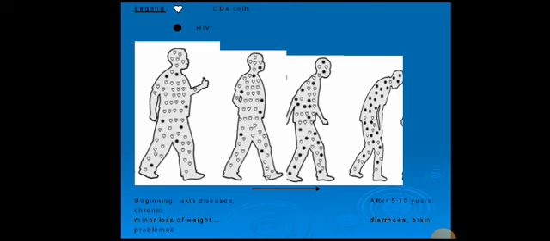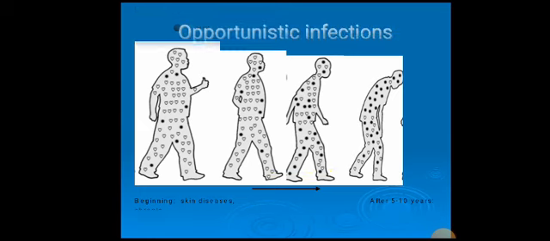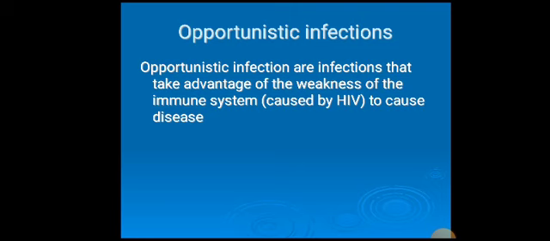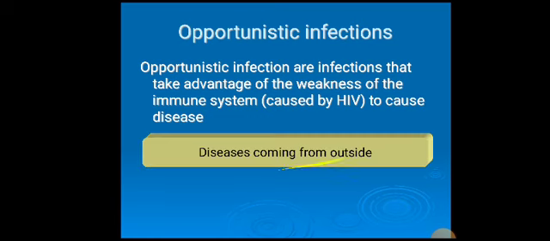As you can see, initially the patient is very healthy, the CD4 count is high and the viral load is low. Later on, the patient will become weaker, and then weaker, and lastly the viral load will be higher than the CD4, and within 10 years the patient will develop frank features of HIV. Opportunistic infections are infections that take advantage of the weakness of the immune system to cause disease.